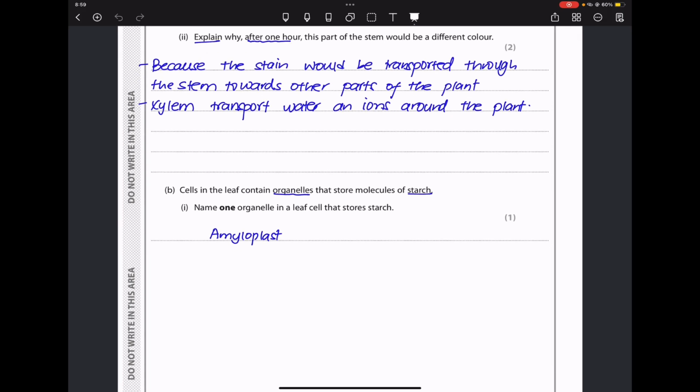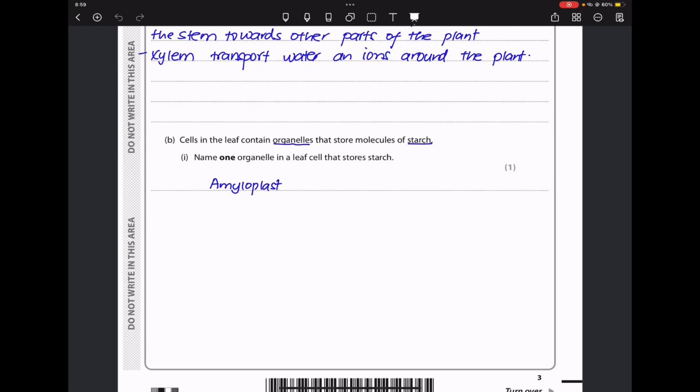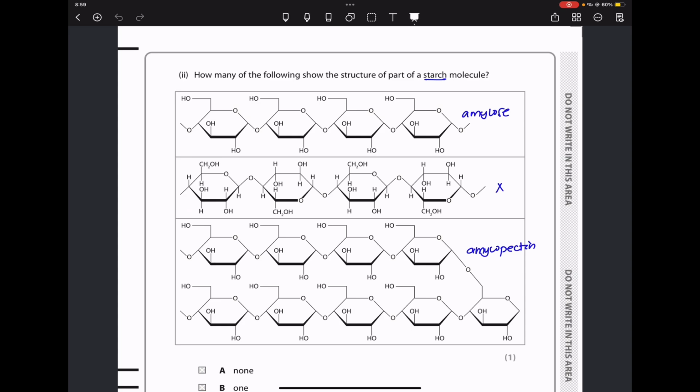In part B, cells in the leaf contain organelles that store molecules of starch. Name one organelle in a leaf cell that stores starch. This is the amyloplast. How many of the following show the structure of part of a starch molecule? If we look at this, we can see glucose molecules. These are all alpha glucose molecules arranged, and they have 1,4-glycosidic bonds between them. So this is showing part of an amylose.